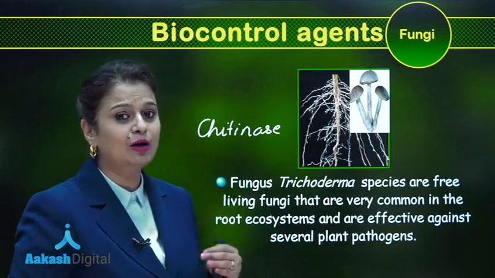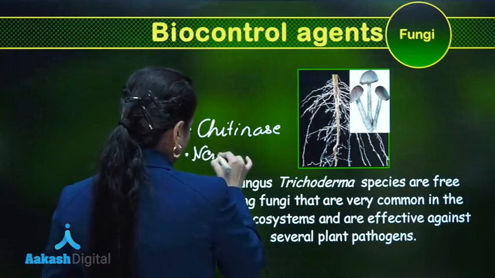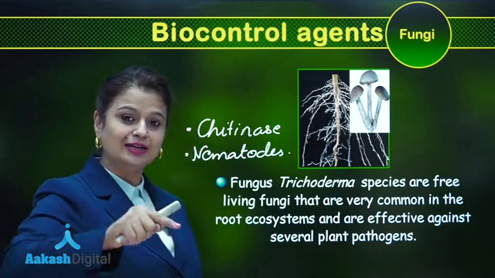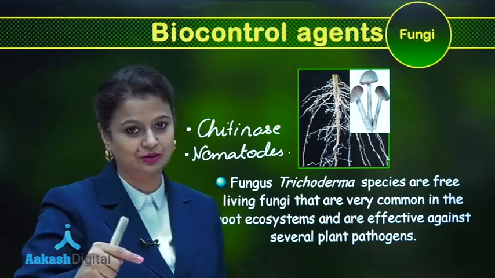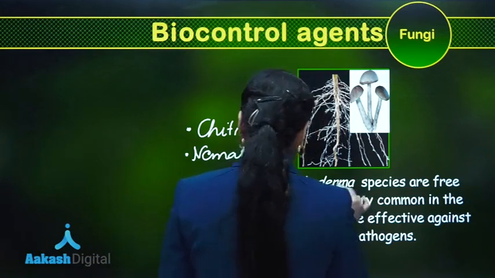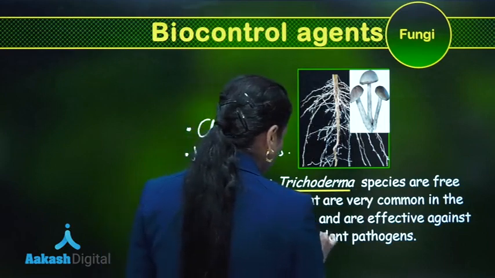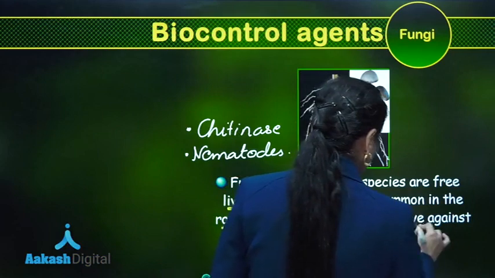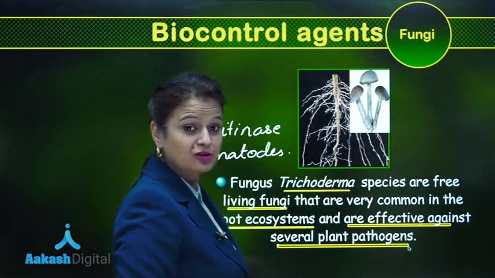Not only that, it also has the ability to kill nematodes. It can kill fungi, it can kill nematodes. It means it has broad spectrum action, right? So, we can see here, Trichoderma fungi are free living fungi that are very common in the root ecosystem. They are present in the soil near the root ecosystem and are effective against several plant pathogens. So, broad spectrum action is there.